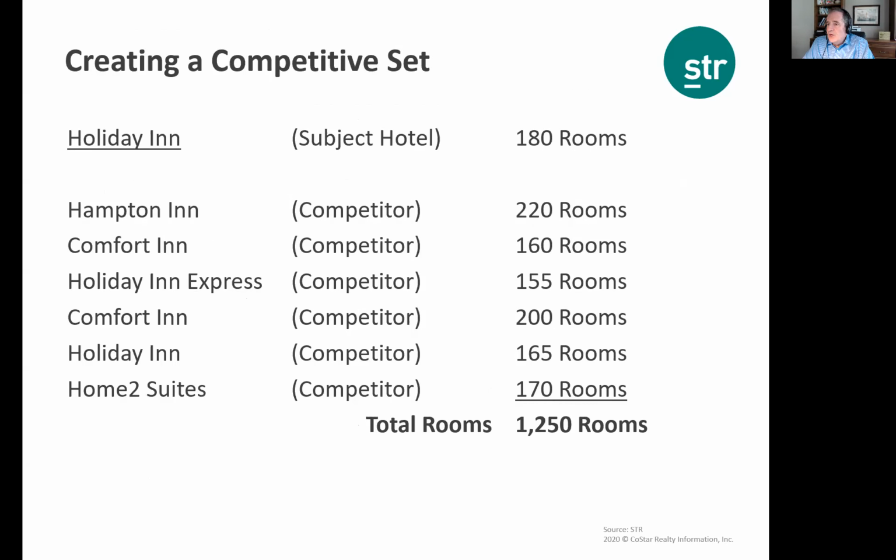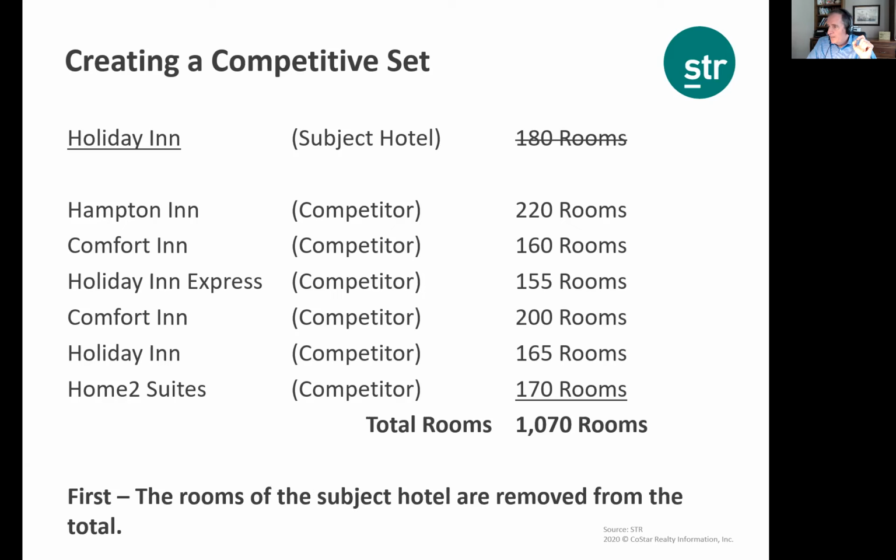Now, here's an example, and the sample hotel is the Holiday Inn. That's a subject hotel with 180 rooms. If you notice in this comp set example that the Holiday Inn picks 6 other hotels as their competitors: a Hampton, a Comfort, a Holiday Inn Express, a Comfort, another Holiday Inn, and the Home 2 Suites. Now, if you add up all the rooms of the comp sets, you come up with 1,250.